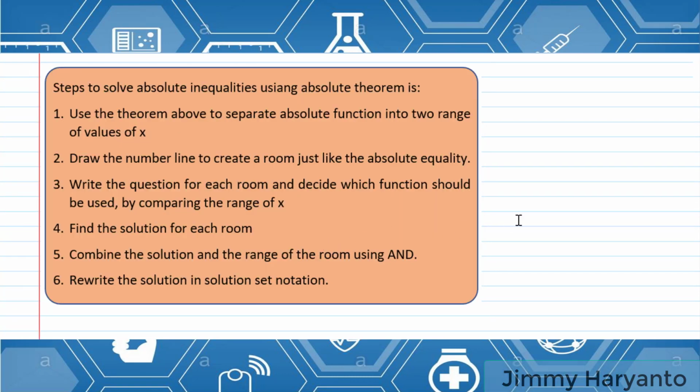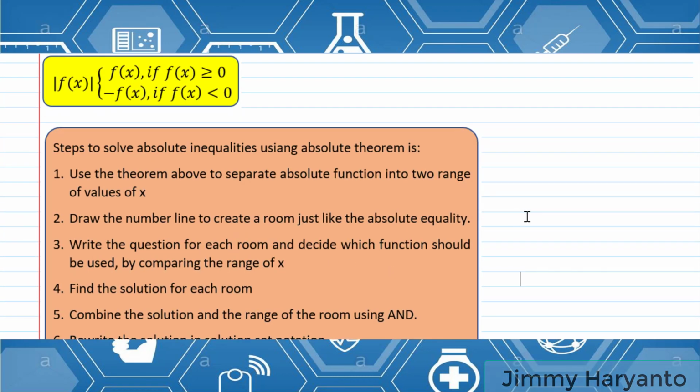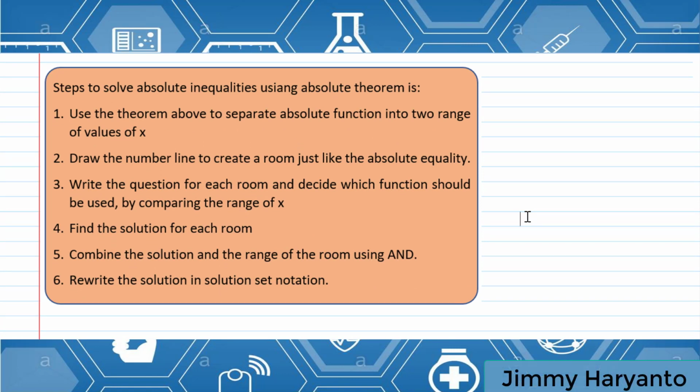So to solve the inequalities, we have to follow these steps. First, use the theorem above to separate the absolute function into 2 ranges of values of x. This is the same as with equality. Second, draw the number line to create the rooms. This is also the same as in absolute equality. Third, write the equations from it. This is also the same. Fourth, find the solution. This is also the same.